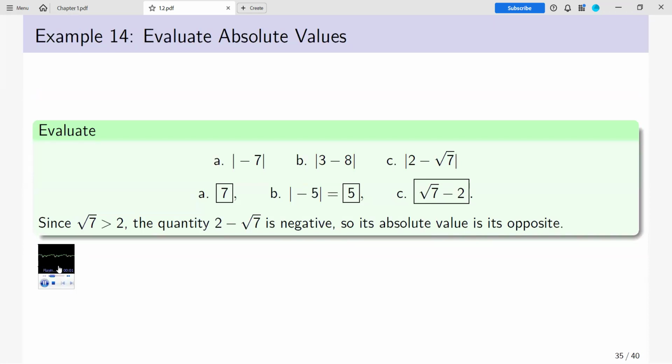Absolute value returns the non-negative distance from 0. In Part C, 2 minus square root of 7 is negative, so its opposite is square root of 7 minus 2. Absolute value removes negativity, not responsibility for checking the sign.